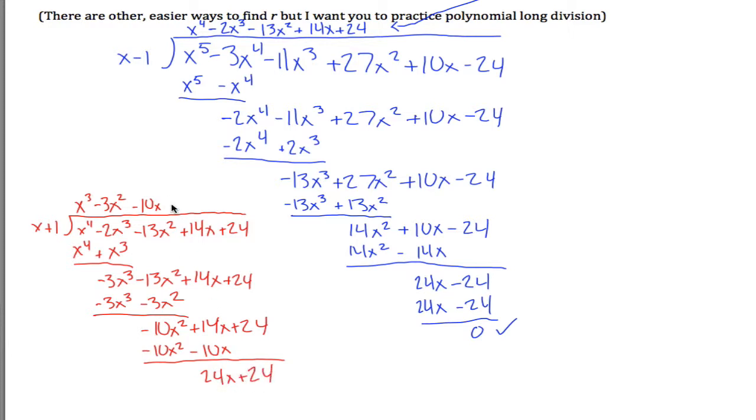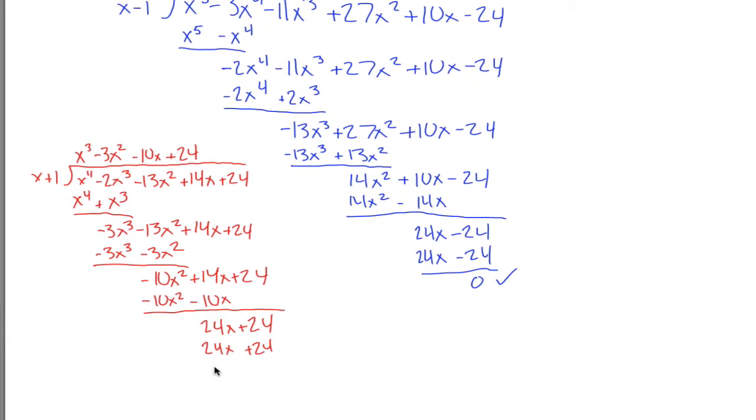To get rid of this 24x, I'd need a 24 up here. 24 times x is 24x. 24 times 1 is 24. I get no remainder. That's a good thing. Means I'm doing everything right so far.